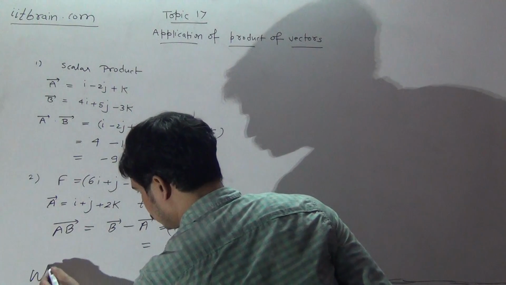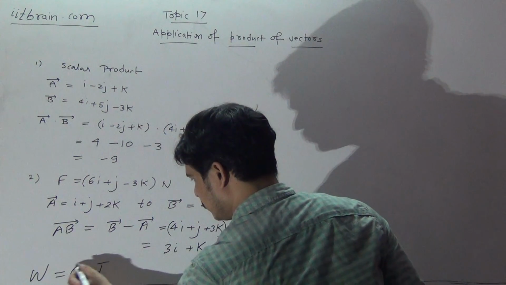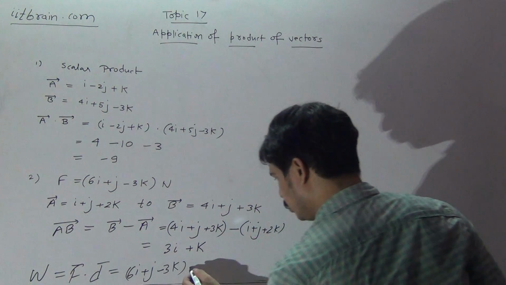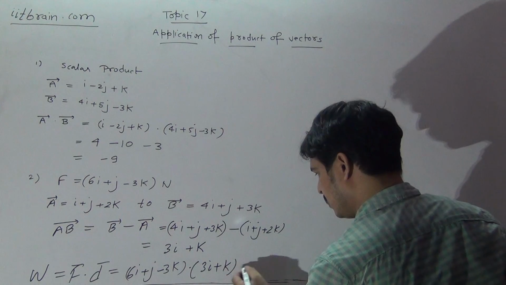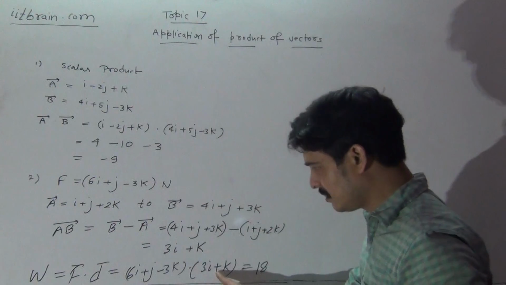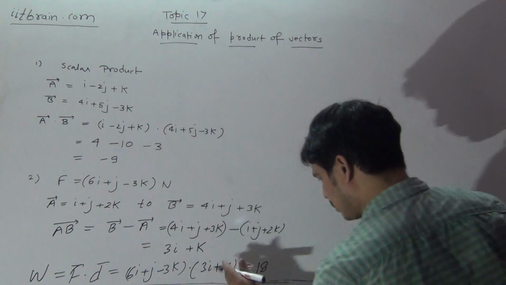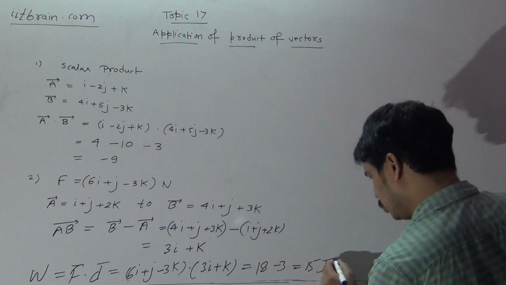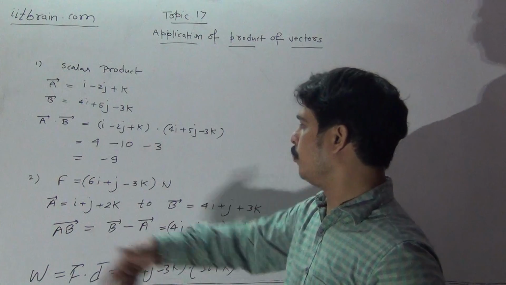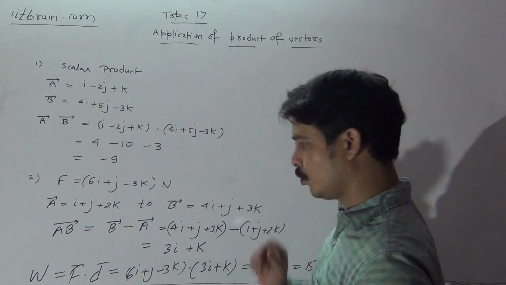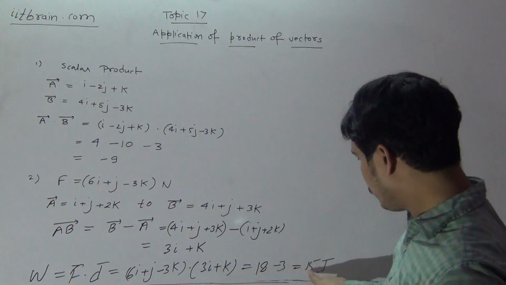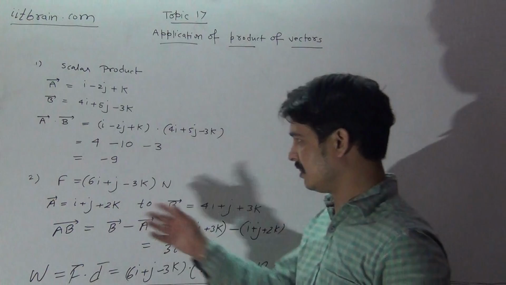So work in this process will be F dot displacement. F is 6i plus j minus 3k, dot displacement 3i plus k. The answer is 6 times 3 is 18, i with i. j is not present in the displacement term, so you can leave it. Minus 3 will be minus 3. The answer is 15 joule. If the force moves the particle from position A to B, then displacement AB will be 3i plus k and work is F dot d. It is 15 joule. So 15 joule work will be done in the process.